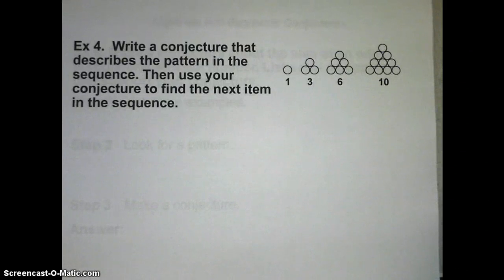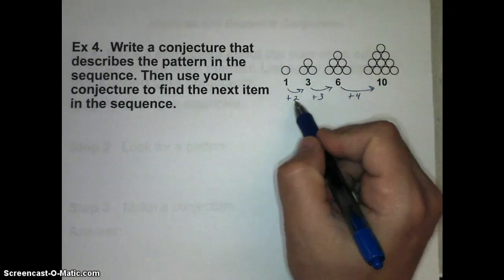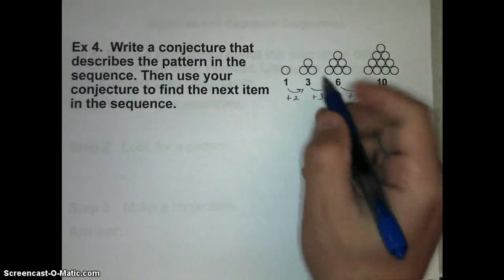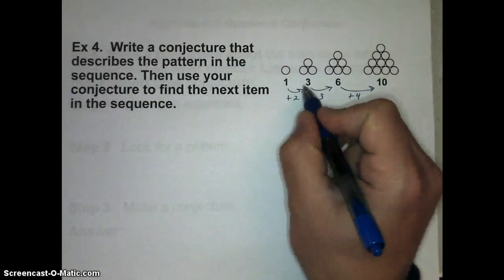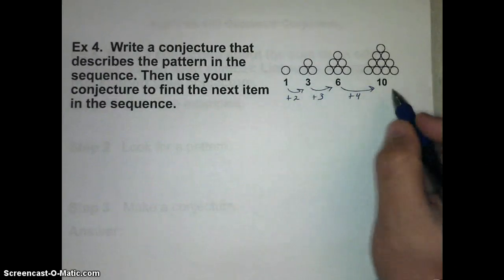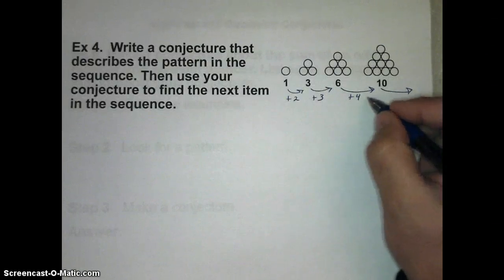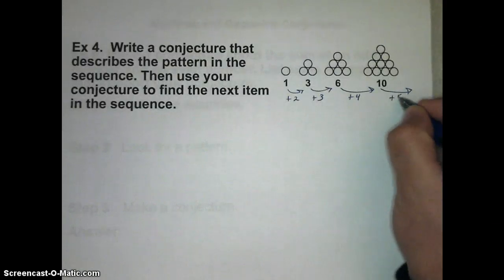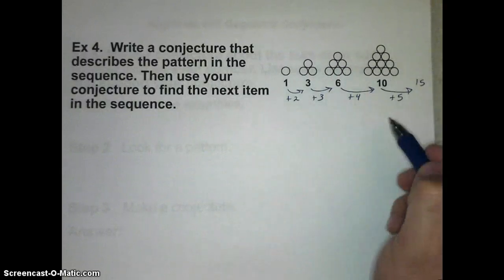Alright, when you look for a pattern, we should see the following pattern. Each one of these sets of circles, we are adding the next highest integer to. 1 plus 2 is 3. Then if I add 3 to 3, I get 6. If I add 4 to 6, I get 10. And so what do you think we're going to add for the next set? We're going to add another 5 to get 15 total circles, and they're arranged in a pyramid.